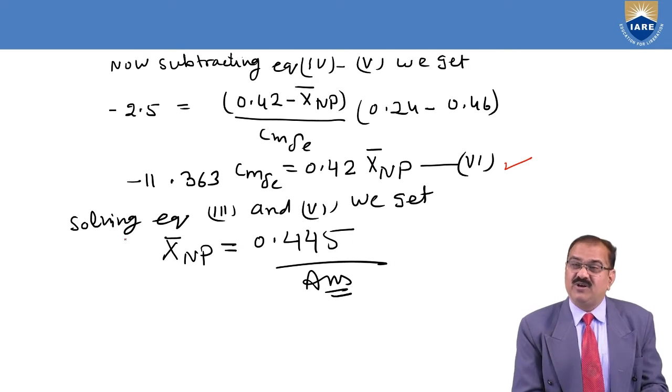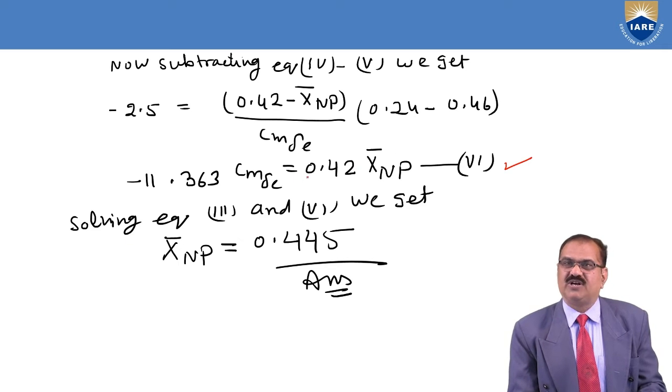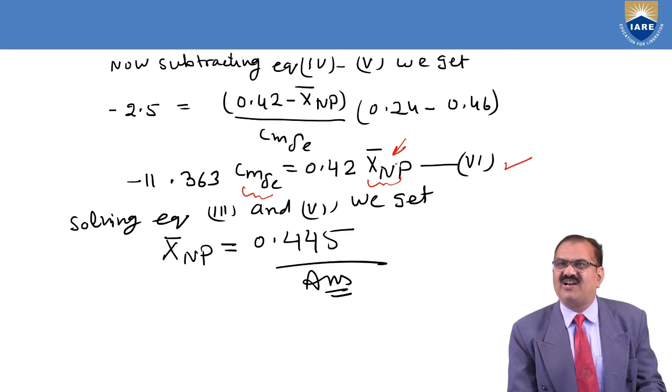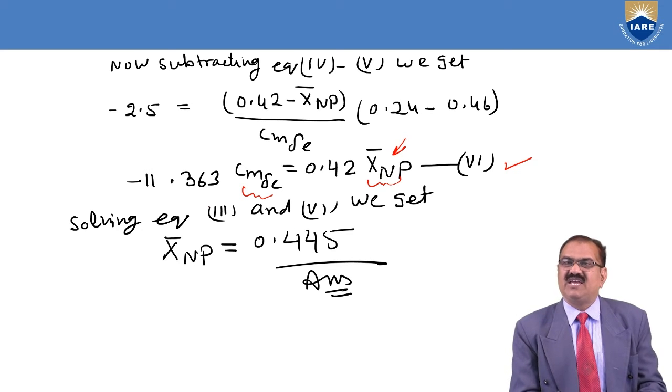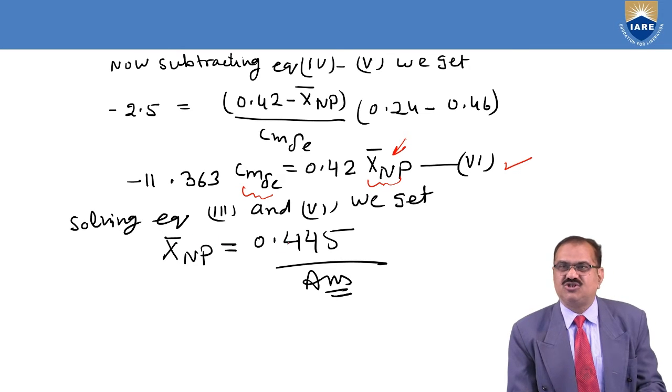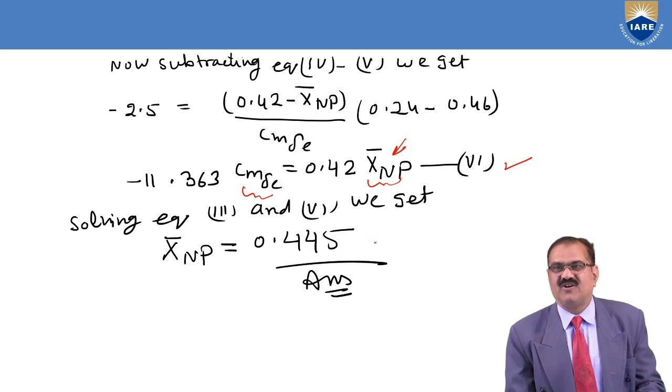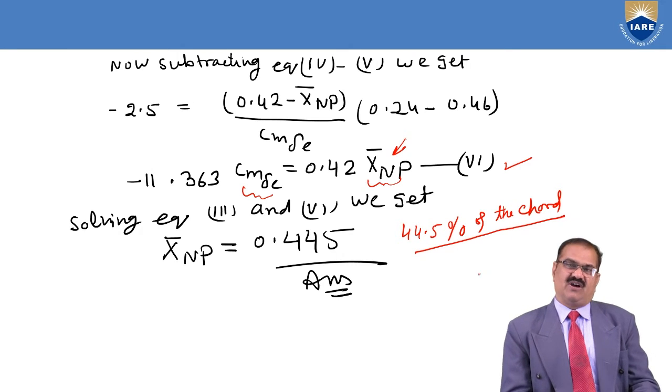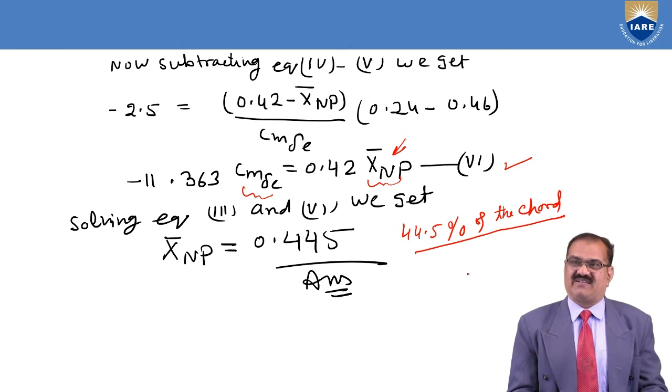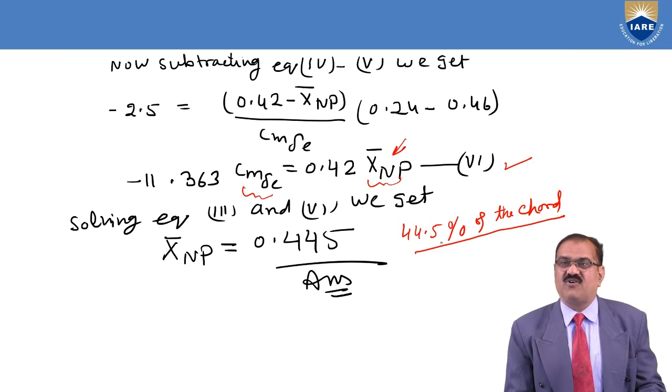Now two equations we got and two unknowns. These two unknowns are Cm delta E and XNP, but we are interested in finding only XNP. So if we solve these two equations, we will get X bar NP equal to 0.445. So it means this is 44.5% of the chord. The location of the neutral point of the aircraft is 44.5%.